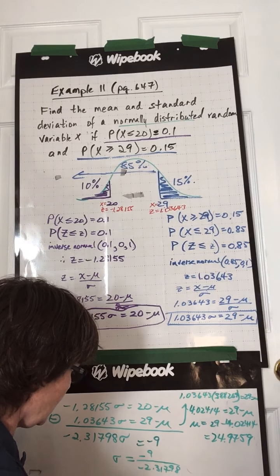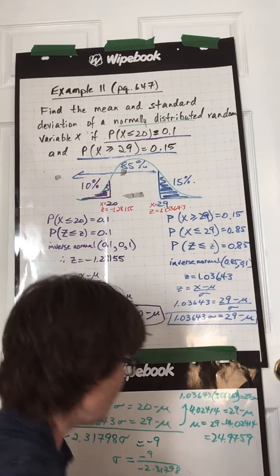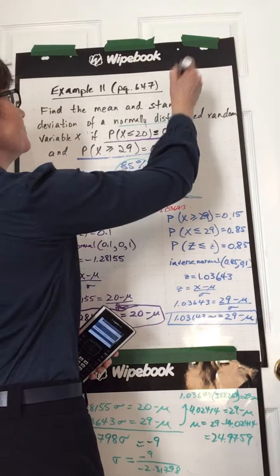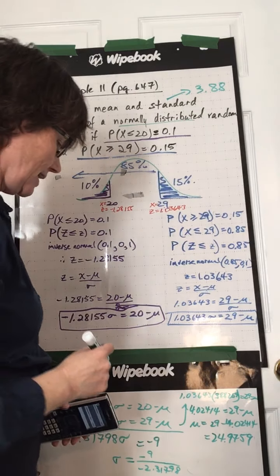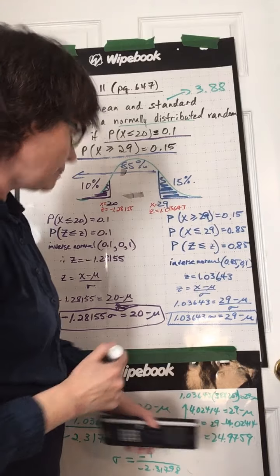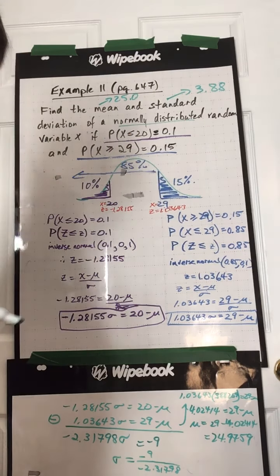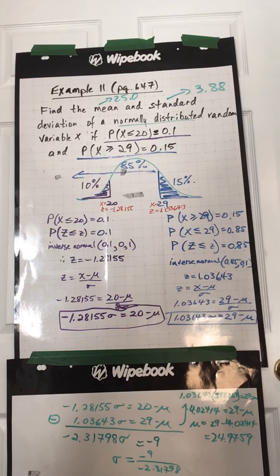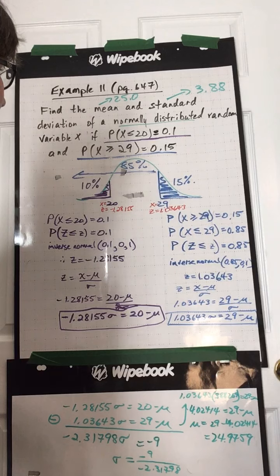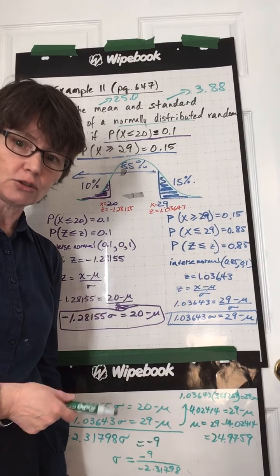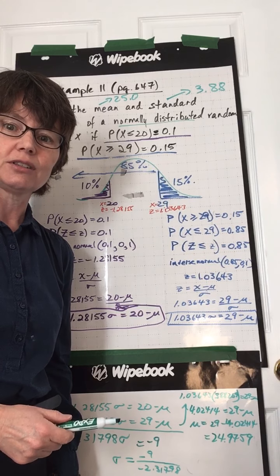So therefore, standard deviation, 3.88, and mean, 25.0. Is that the same answers they got? 25.0, 3.88. Yes, it is. So just creating 2 equations with 2 unknowns using simultaneous equations to solve them.